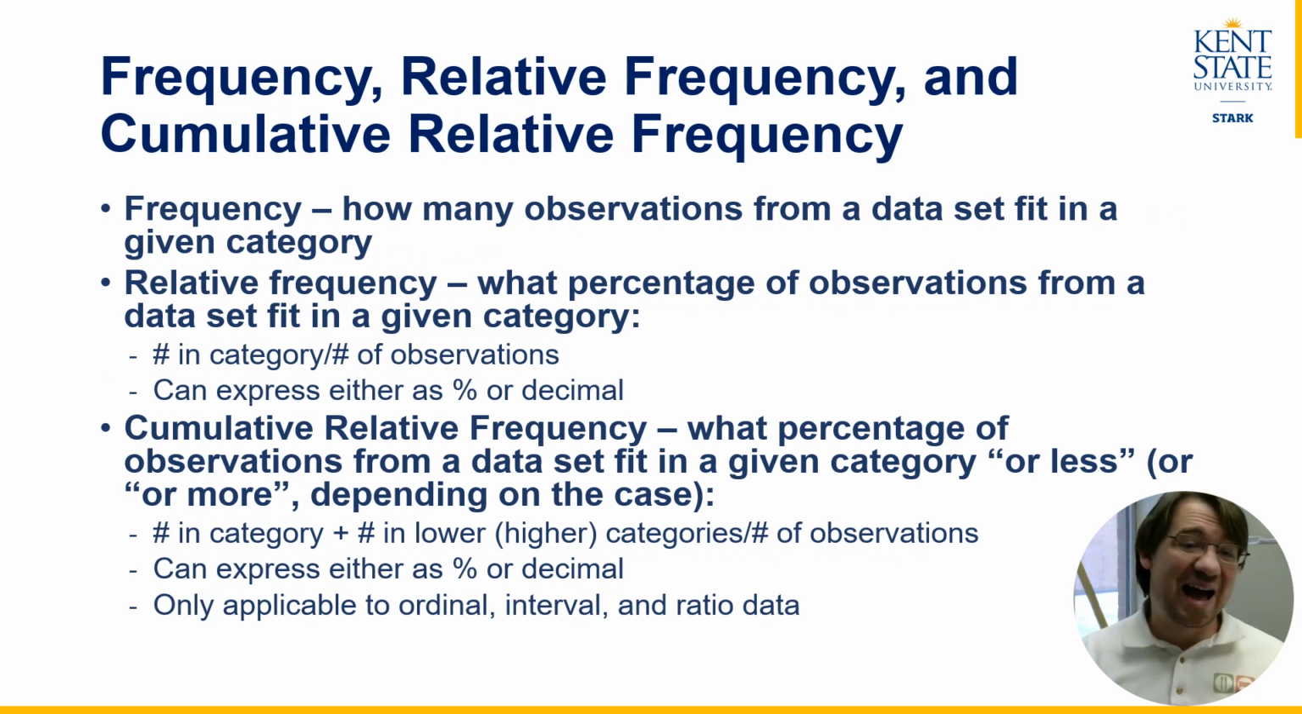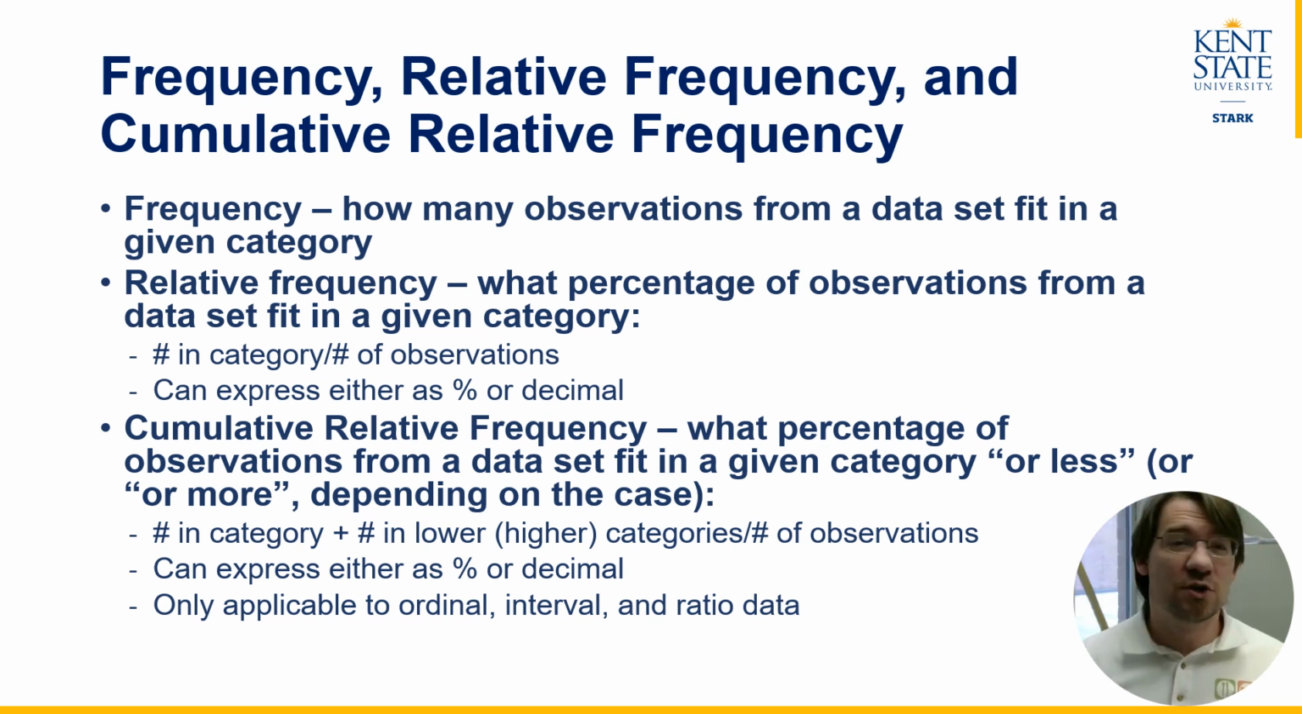Frequency is a measure of how many observations from our data set fit into a particular category. We'll look at an example in the next slide. But as a simple example, I might have, say, 3 red Starburst in a pack. In that case, 3 is the frequency for the category red Starburst.